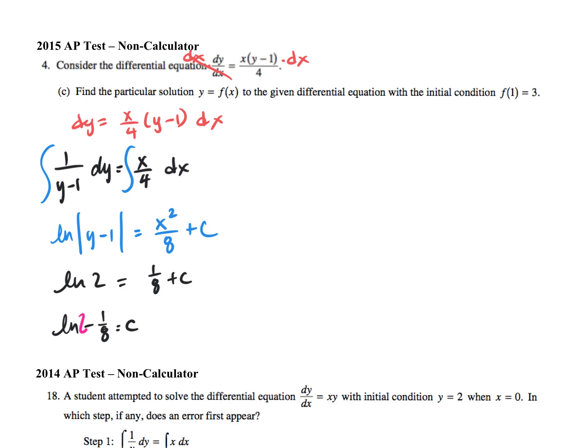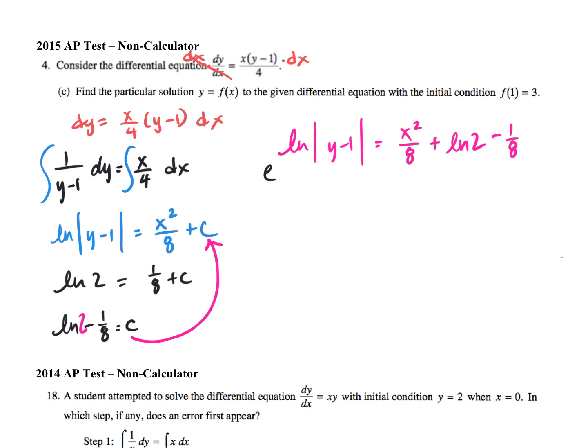So I gotta plug it back in. I'm gonna write it, substitute it in, then I'm gonna E it. Natural log, y minus 1 equals x squared over 8 plus ln of 2, thanks to Colin for that, minus 1/8. E it.